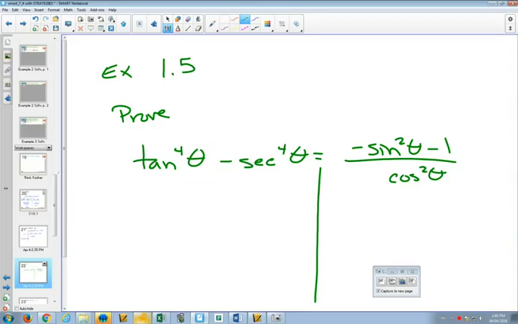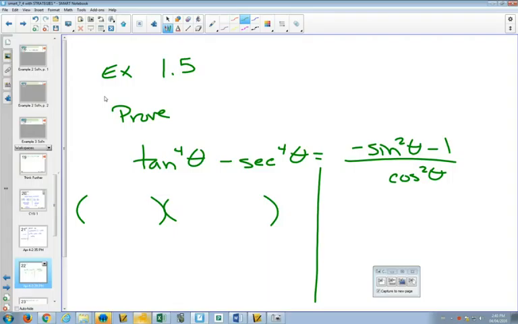The strategy that this one is getting at, and is hoping that you recognize, is a factoring strategy. Because when you have a difference of squares, you can factor it. Do you recognize that on the left side you have a difference, because there's a minus sign in between them, and both tan to the 4 and secant to the 4 are perfect squares? So you can factor this.